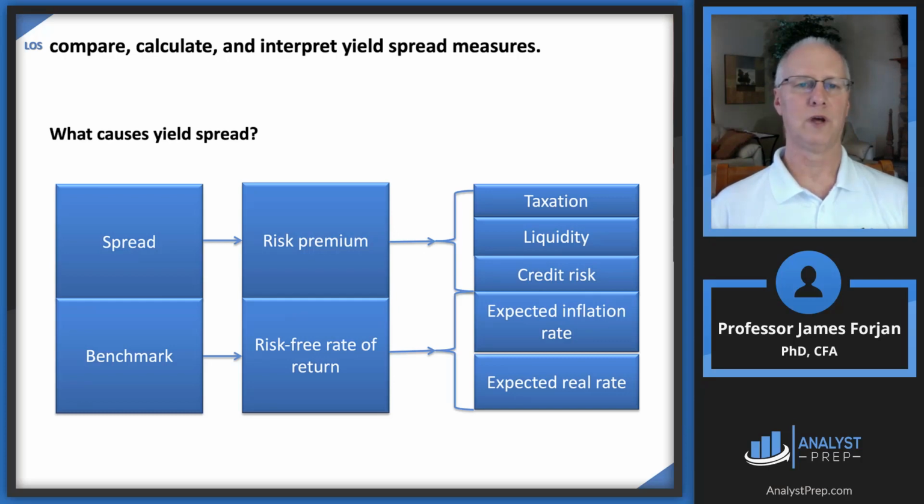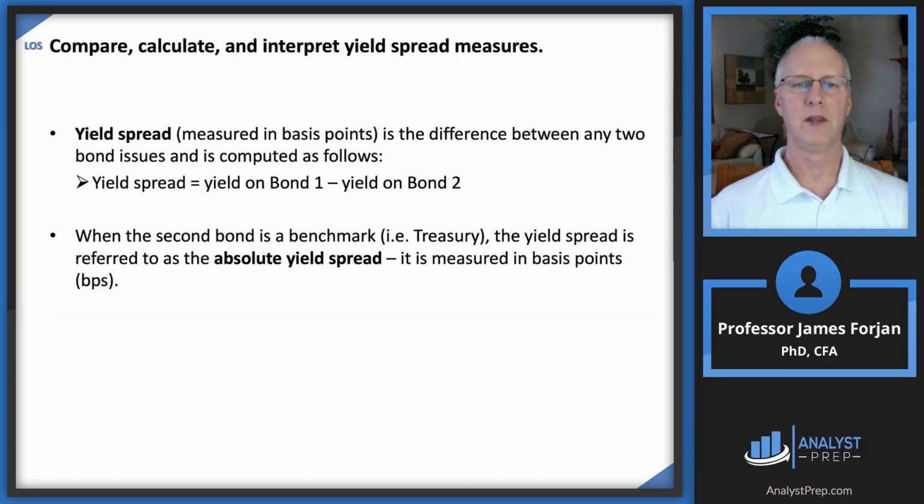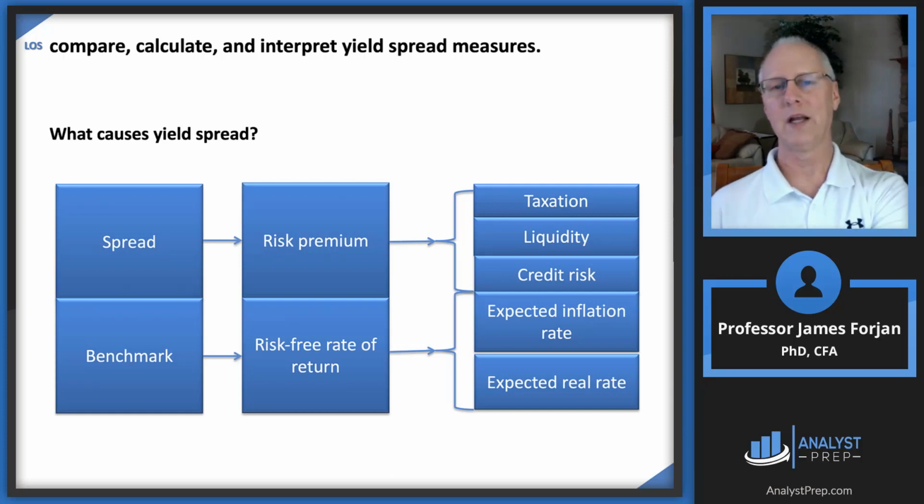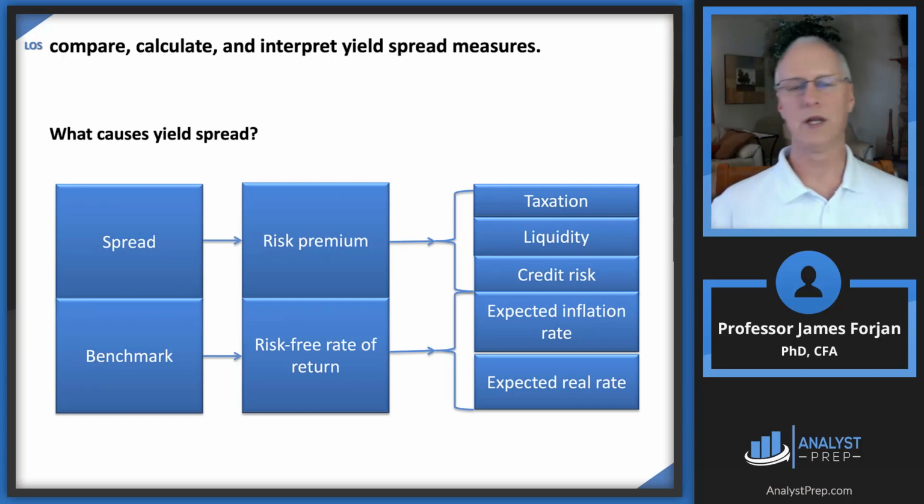Now, what causes the spread? And so in the top box, I have the spread, and that's just this one here, the difference between two bonds. And so that's just going to be the risk premium. That was that 300 basis points that I described earlier. For the benchmark, the difference between those two is going to be the risk-free rate of return. And then for both of these, what are the causes of the yield spread? And I would remember those boxes over on the right: taxation, liquidity, credit risk, and inflation. Inflation almost always is a component of something. And then that expected real rate. All right, so this is a great link between what we're doing in this reading and what we did back in the economics readings.